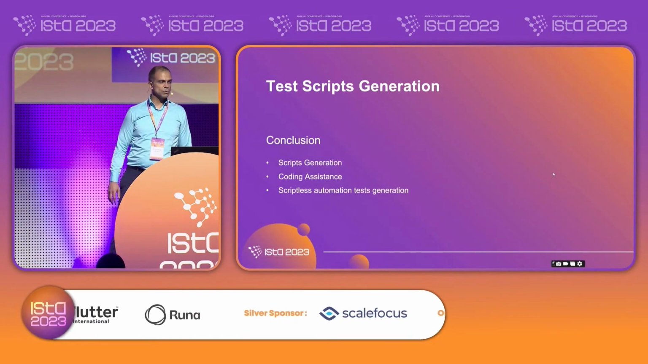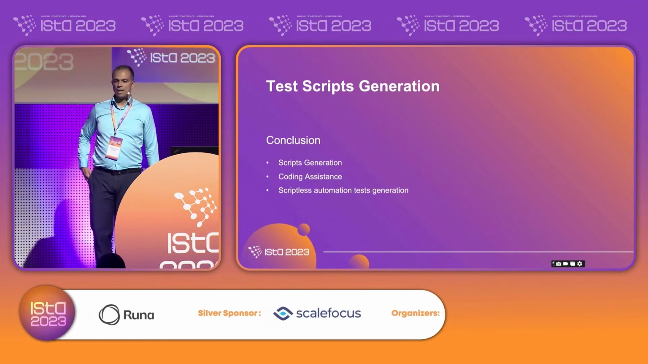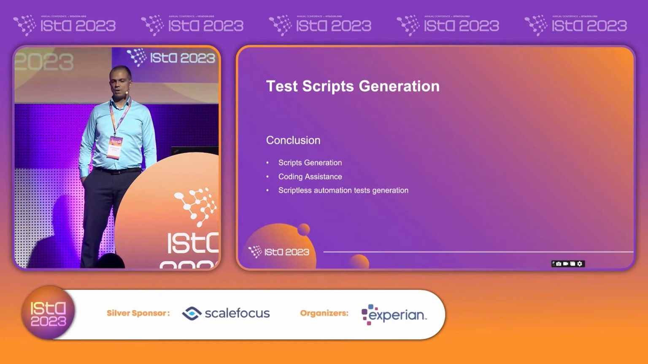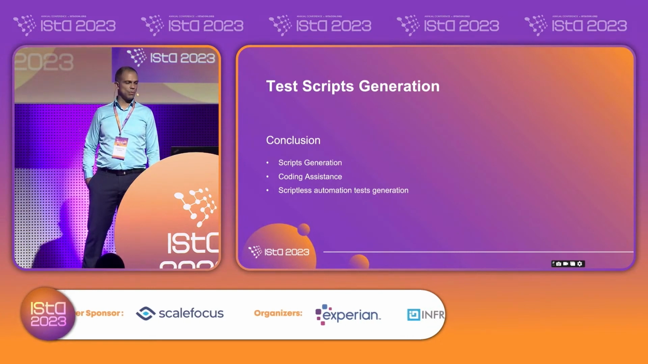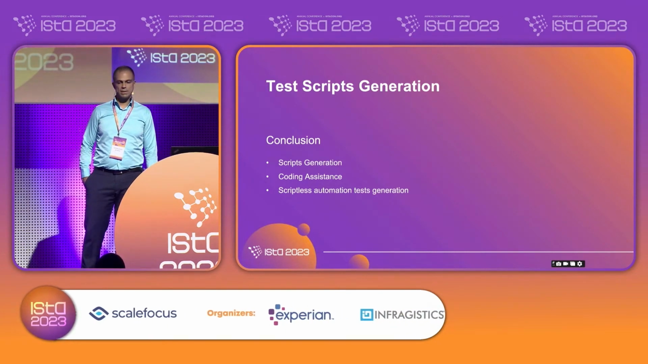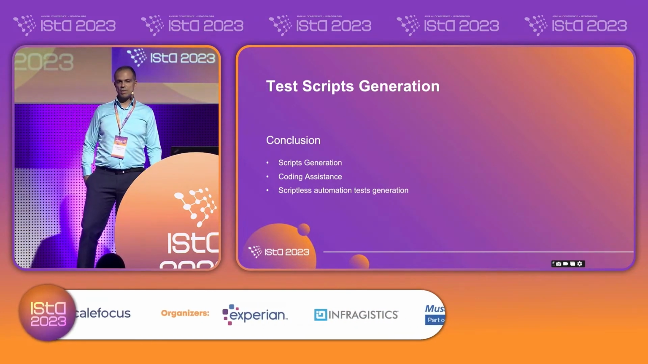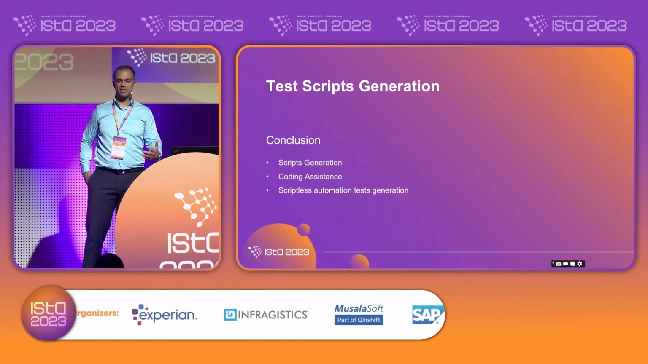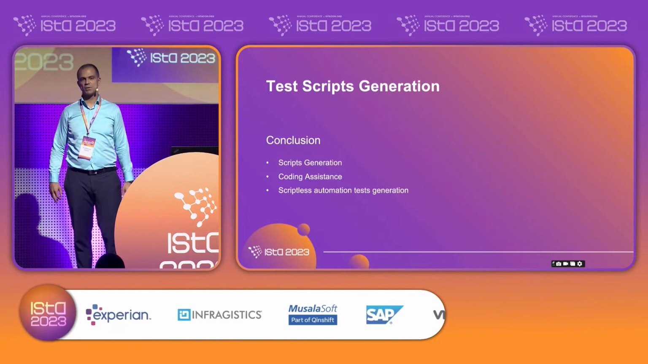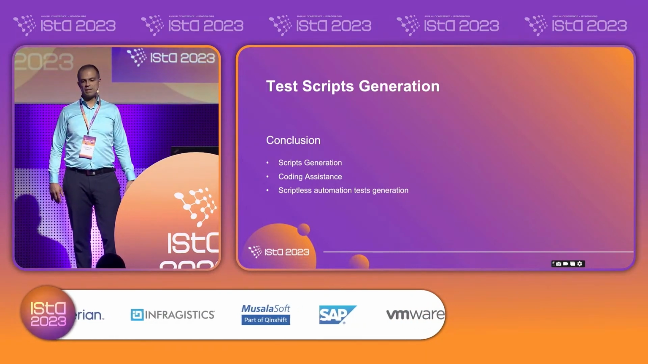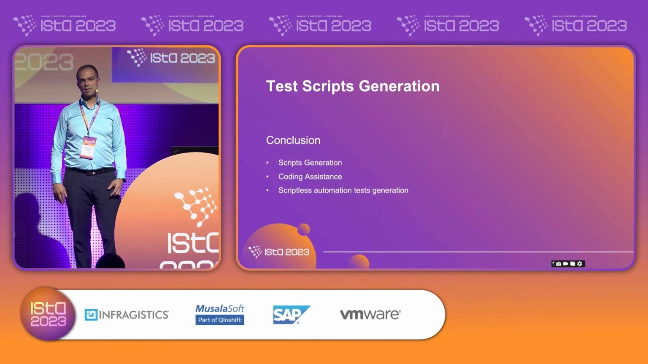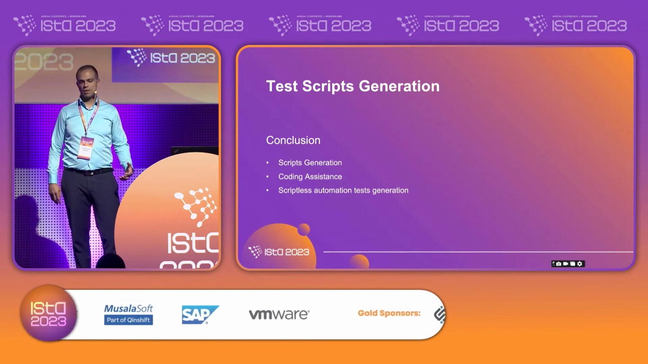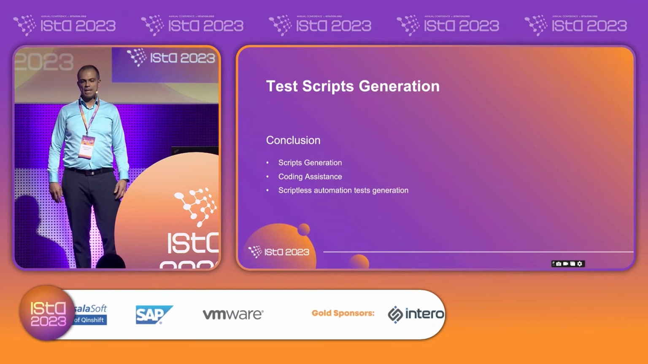So the conclusion that I would give you here: the tools that I actually researched fall into three categories: script generation, coding assistance, as you can see, and scriptless automation test generation. Why do I mention scriptless when it's test script generation? Because no matter that it's scriptless, underneath there are some scripts which are executed, which the final users don't see.